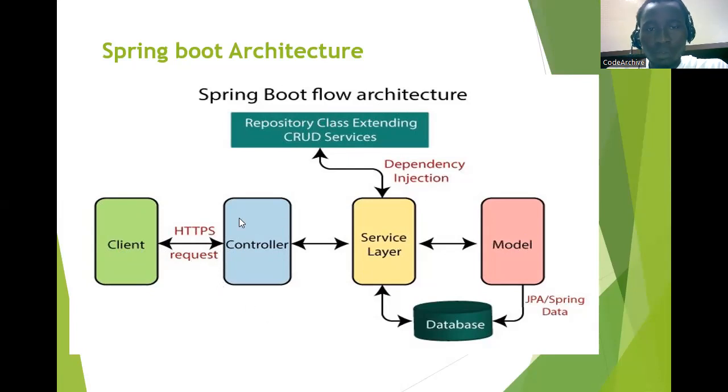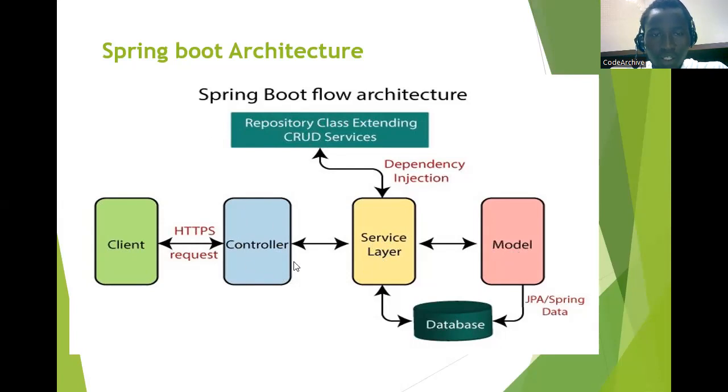When we are building our application, we must be able to implement the controllers. We must implement the service layer. We must implement the model, and we must also implement the database where we are going to store our data. And we also have to implement this other layer here called the repository. We will be explaining each layer as we write the code.